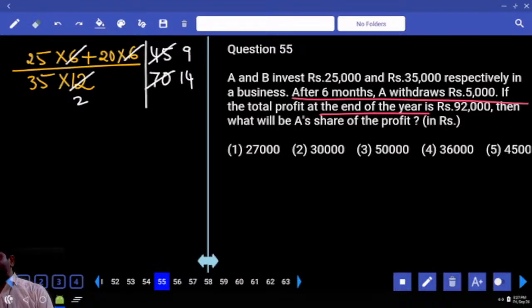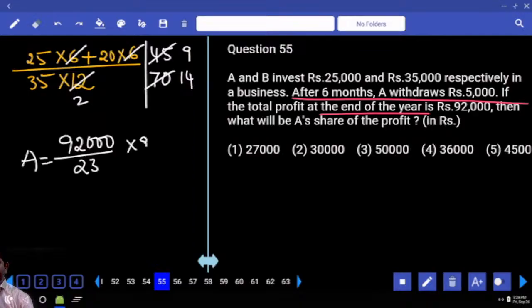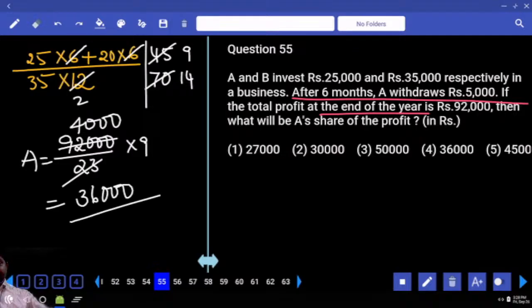Total number of parts, 23 parts. 92,000 is the total profit, which is divided into 23 parts. Question is about A's share, which is equal to 9 parts. 92,000 by 23 is 4,000 times 9, 9 into 4 is 36 and then 3 zeros. Fourth option is the answer.